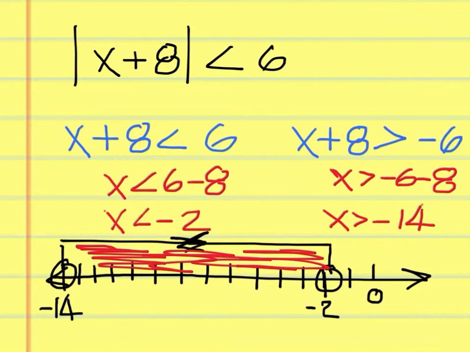Pick one from the left-hand side, like a negative 15. Negative 15 plus 8 is negative 7. The absolute value is 7. Is 7 less than 6? No, so we don't shade it in. So this is your solution.